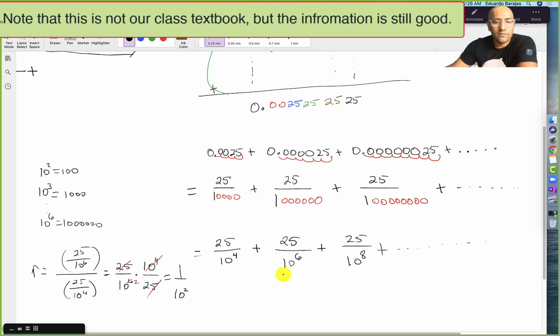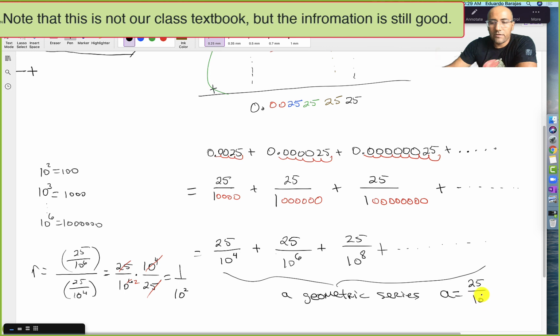Good. So that's what this is. This is a geometric series, goes on forever. I want to find that infinite series. This is a geometric series where a, the initial value, is 25 divided by 10 to the power of 4, and r is equal to 1 over 10 squared.